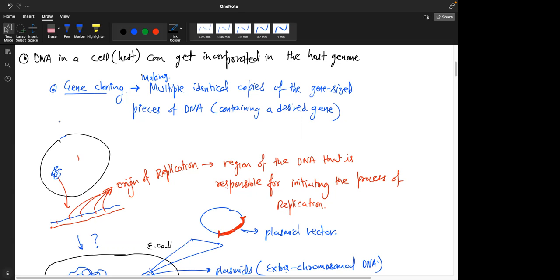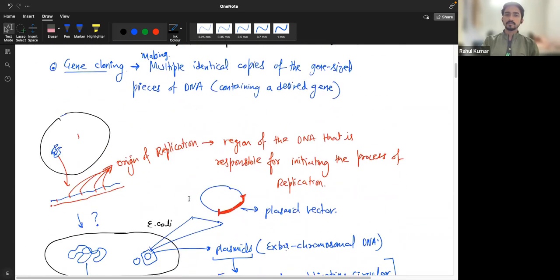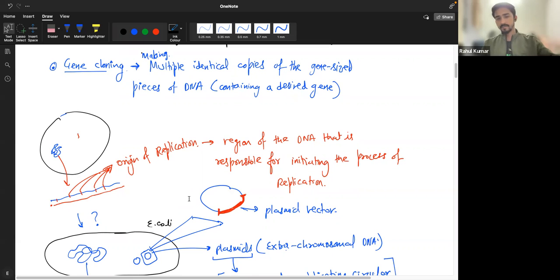Yes, sir. And then, before we go to transfer, what was the origin of replication? What did we discuss about origin of replication? The sequence that initiates replication. I have made the diagram here: there are multiple lines coming to an arrow where origin of replication is written. What does that mean? According to the definition, it is the region of the DNA that is responsible for initiating the process of replication.